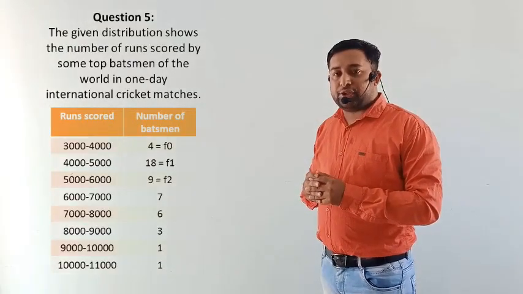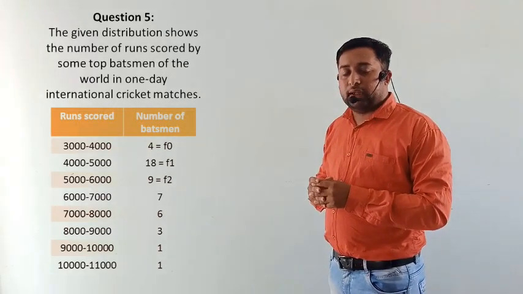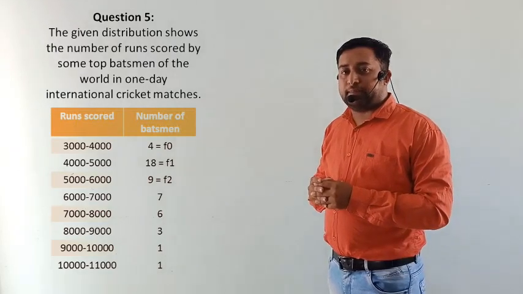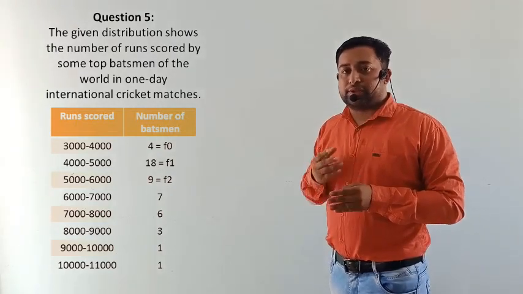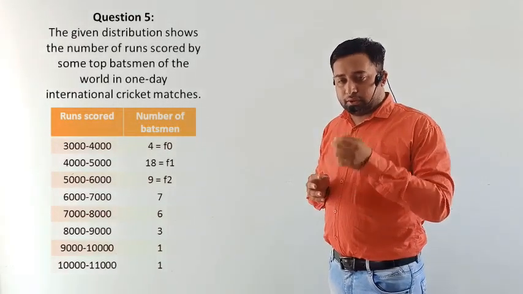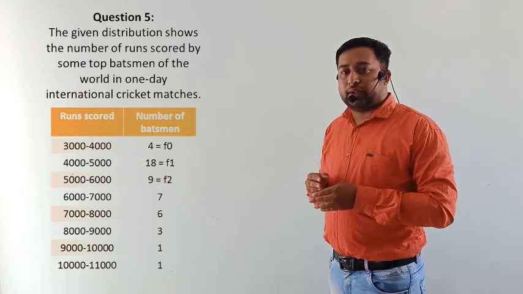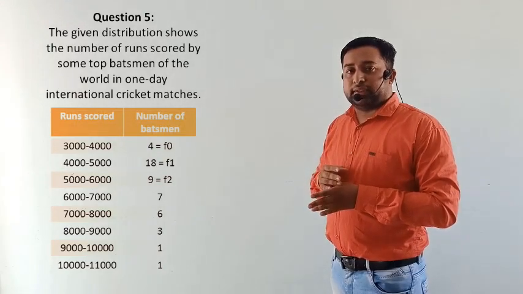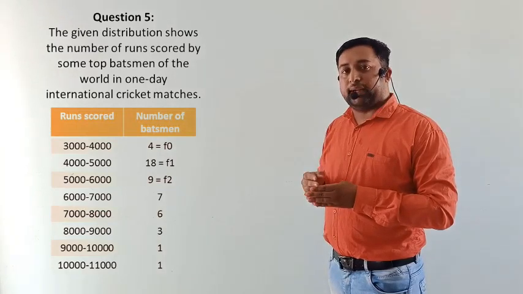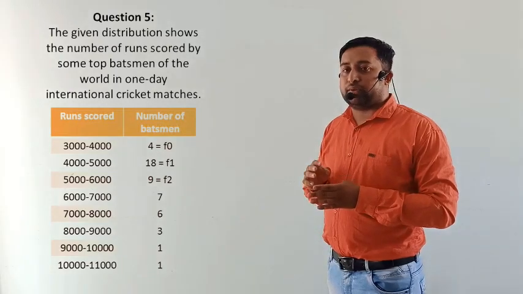Moving on to our question number 5, it is given that the distribution shows the number of runs scored by some top batsmen of the world in one day international cricket matches. So here are given 2 columns. First one is runs scored by batsmen, the second, frequency, shows the number of batsmen. The runs scored are 3000 to 4000, 4000 to 5000, 5000 to 6000, 6000 to 7000, 7000 to 8000, 8000 to 9000, 9000 to 10,000, and 10,000 to 11,000 runs.